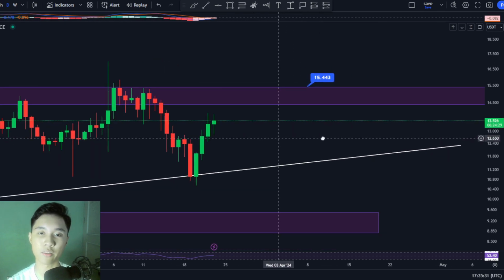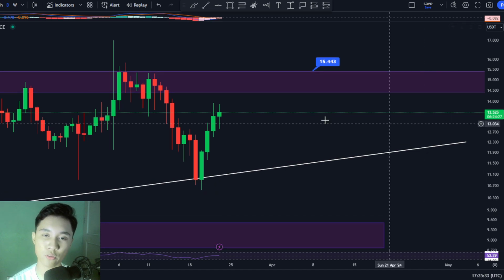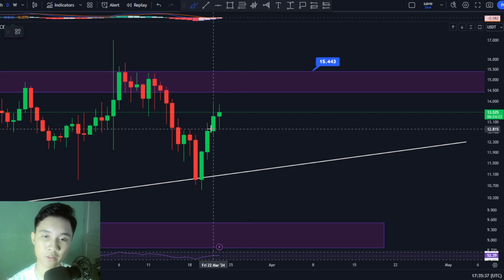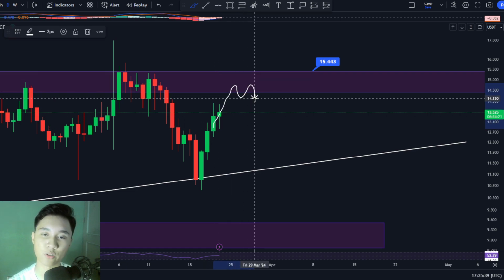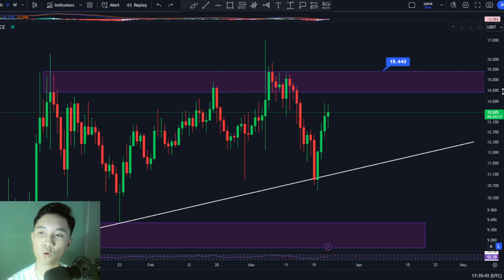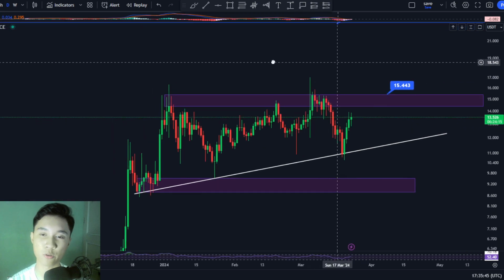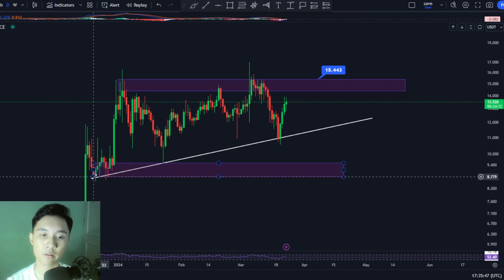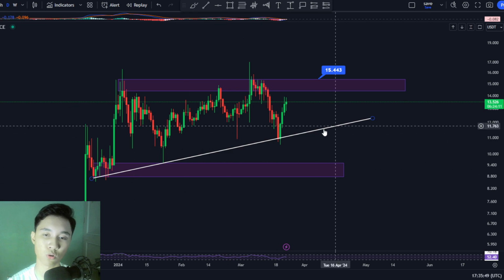So yeah, in the next couple of days, just be warned though, this is still acting as a resistance, so we could also potentially see ICP move to this resistance and get rejected and move back to the downside. But the interesting thing right now is also in the daily time frame, we are seeing a trend line right here, which is acting as support for the ICP price.